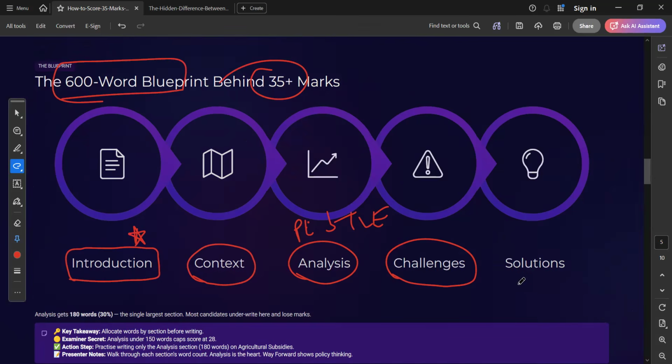Highlight the challenges, give solutions. This is where officer-like quality is reflected. Everyone can give the issues that are there in agriculture or certain other areas. I'm just taking agriculture as an example to explain things to you. You have to give a solution, and that's where you show your officer-like quality. And remember, this 150-word analysis will help fetch most of your marks.